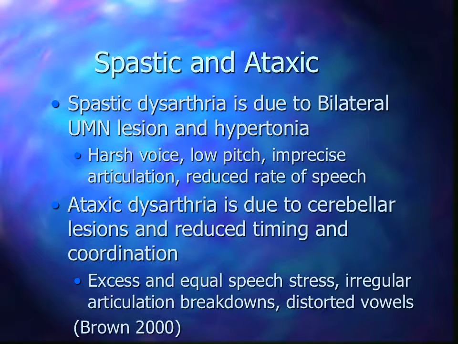So you will see spastic dysarthria and ataxic dysarthria. The spastic dysarthria is due to bilateral upper motor neuron lesions and hypertonia, harsh voice, low pitch, imprecise articulation, reduced rate of speech. Ataxic dysarthria is due to cerebellar lesions and reduced timing and coordination. This is characterized by excess and equal speech stress, irregular articulation breakdowns, and distorted vowels.